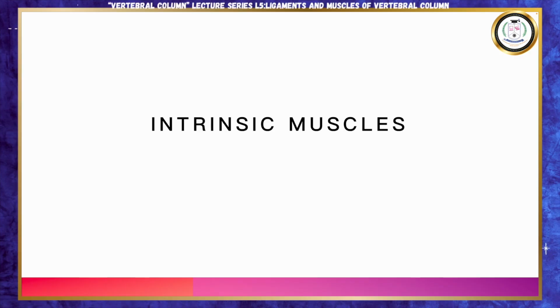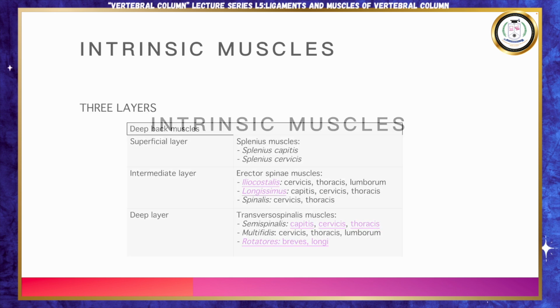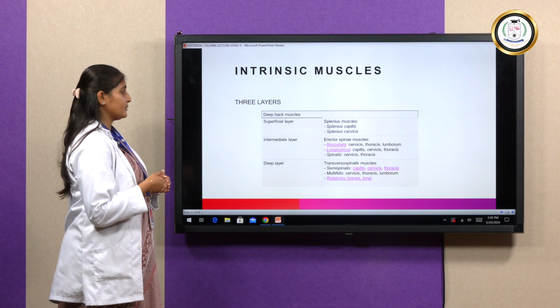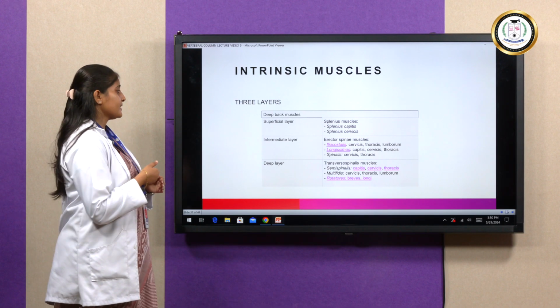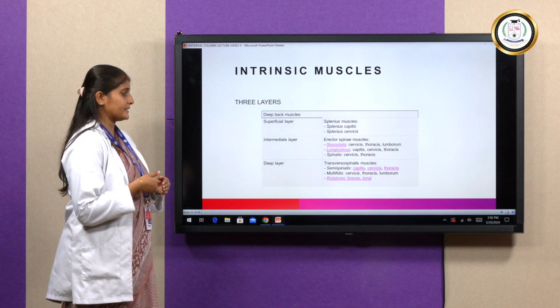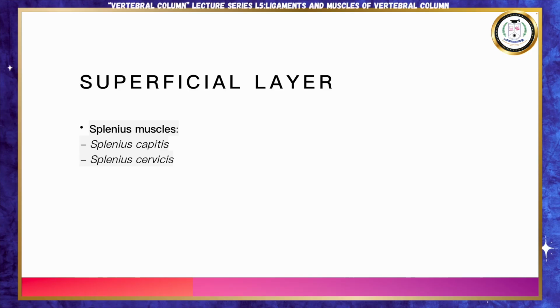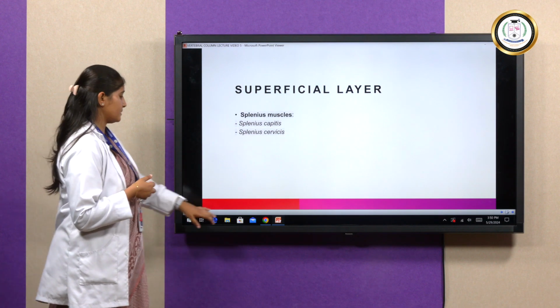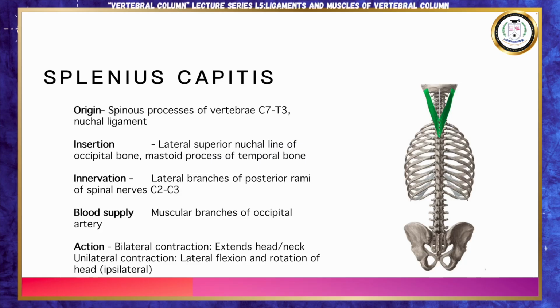Next we will move on to the intrinsic muscles of the vertebral column. Here we have three layers of intrinsic muscles: the superficial layer, intermediate layer and deep layer. Under the superficial layer we have the splenius muscle, in the intermediate layer we have the erector spinae, and in the deep layer we have semispinalis, multifidus and rotators. First we will look at the superficial layer, which includes the splenius muscle, which has two muscles, splenius capitis and splenius cervicis. So first we have the splenius capitis.